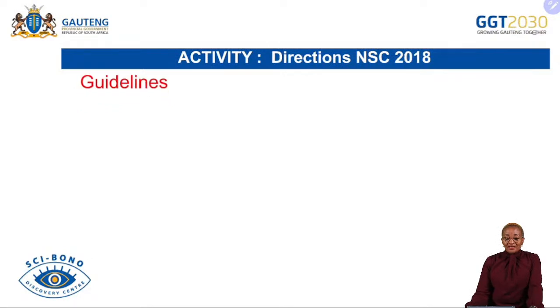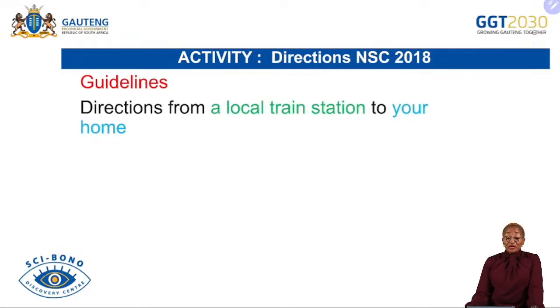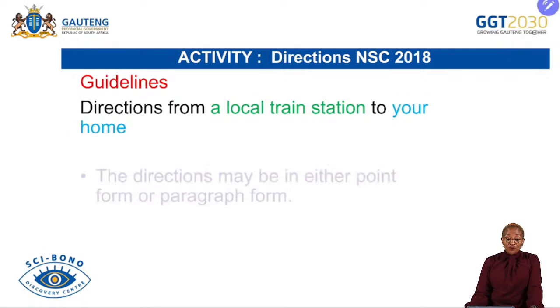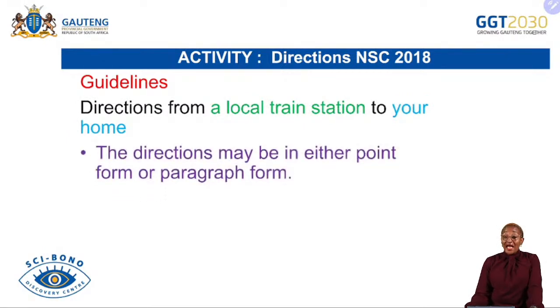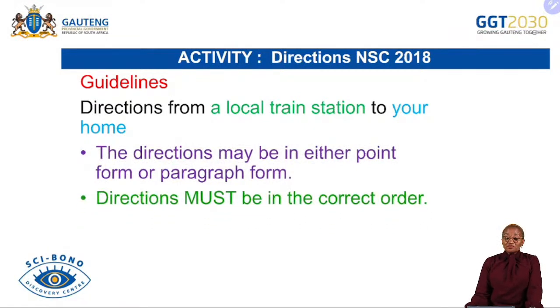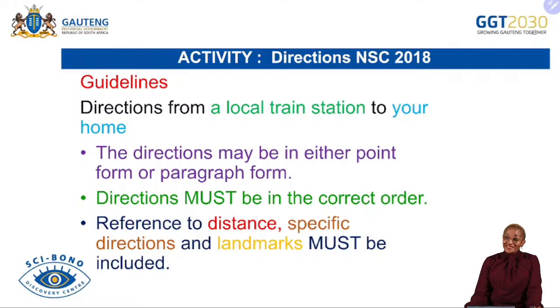Right, let's have a look at the guidelines thereof. Direction from a local train station to your home. The directions may be in either point form or paragraph form. Directions must be in the correct order. Reference to distance, reference to specific directions, and reference to landmarks must be included. Do you now understand why I said the earlier response was not appropriate? Reference to all of these was not made, except for one or two landmarks.